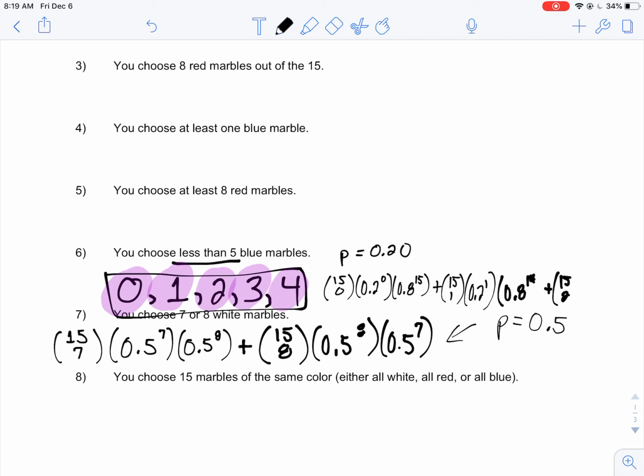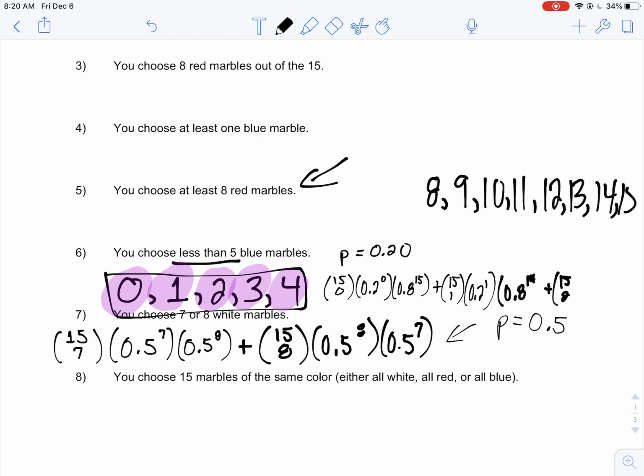Like, let's take a look at this one. This one says, choose at least 8 marbles. So I want to think, all right, if I'm choosing at least 8, that means I could have 8, 9, 10, 11, 12, 13, 14, 15. Wow, that is a lot of combinations. So those are the ones I need. The ones I don't need would be 0 through 7 here.